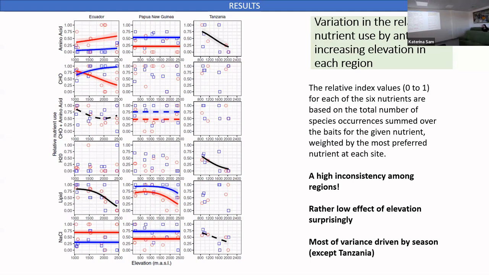But basically, the main conclusion was that there is no common use of nutrients by ants, at least from these experiments, and also in Tanzania, where the effect of seasonality was low, but we also have fewer data points. The season is actually the main driver. That's what is most interesting. The elevation, not so much, except maybe for some decrease of sugar and lipid use in Ecuador.